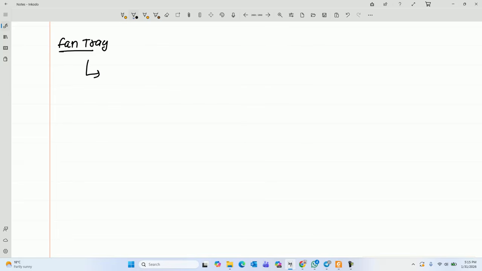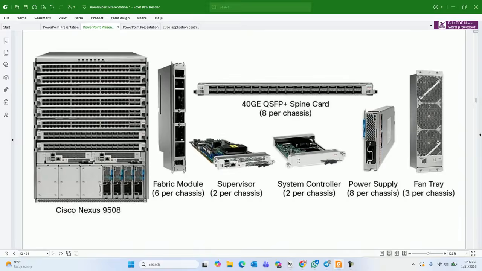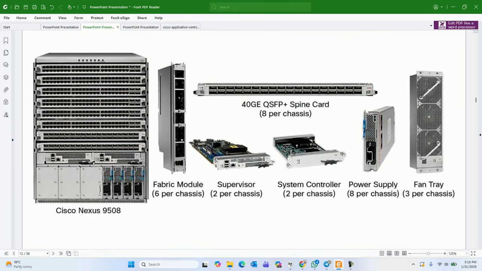And here we have a feature in the power supply units and in the fan trays. In the fan trays, guys, we have a feature known as hot swappable. Hot swappable means in a running device you can change the fan trays if they are not working properly. That's possible. Okay. Any questions here? Please feel free to ask. Or shall we proceed next?